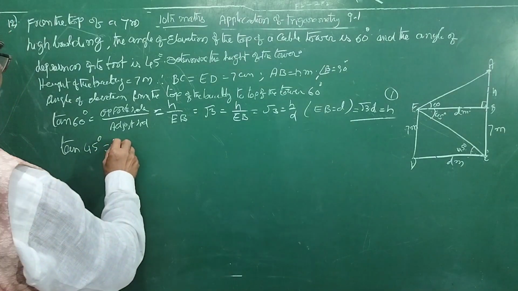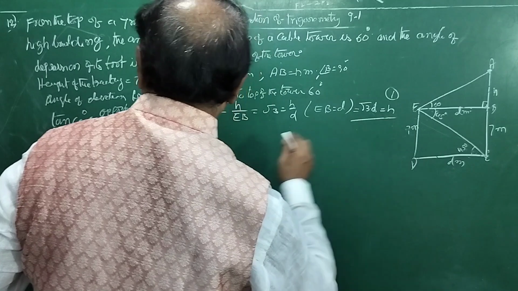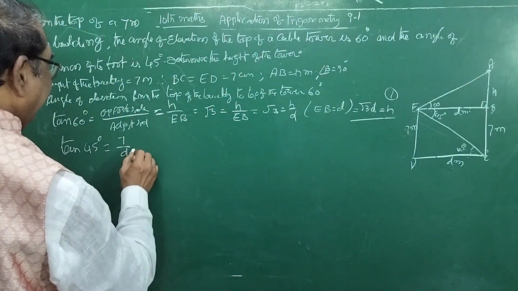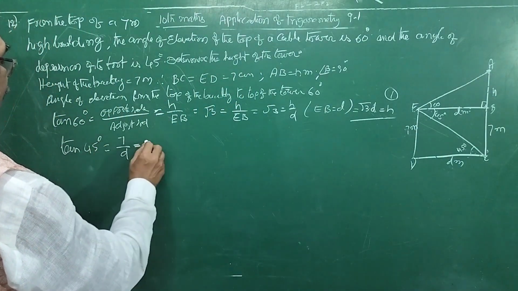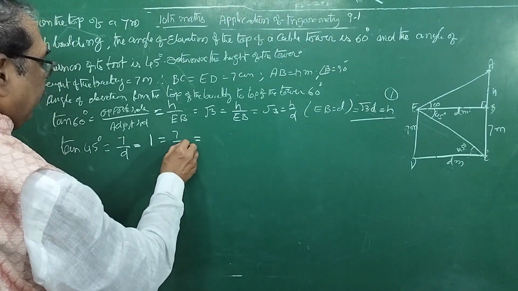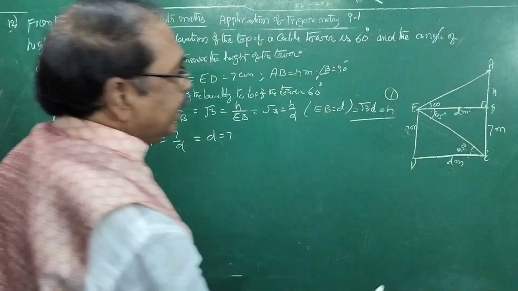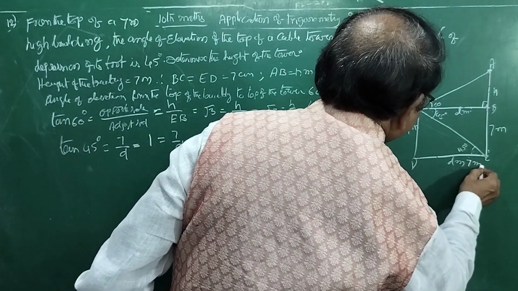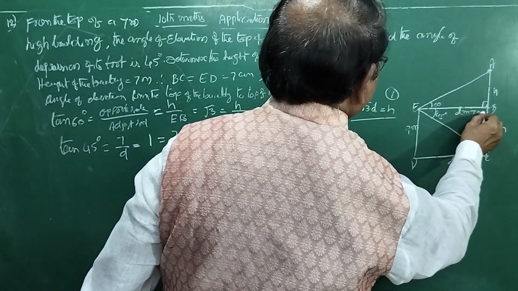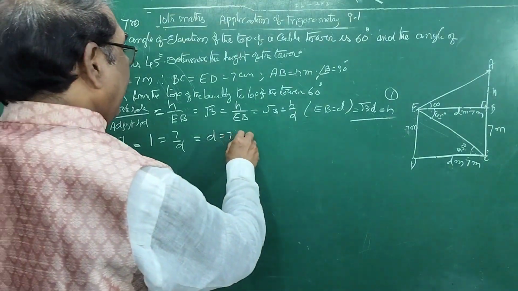Tan 45 degrees is equal to how much? Opposite side by adjacent side, that is 7 by D. Tan 45 degrees is 1. So 1 is equal to 7 by D. Cross multiplication: 1 D is equal to 7, so D is equal to 7. D is equal to how much? 7 meters. D is equal to 7 meters. We found it. Now what do we have to do?